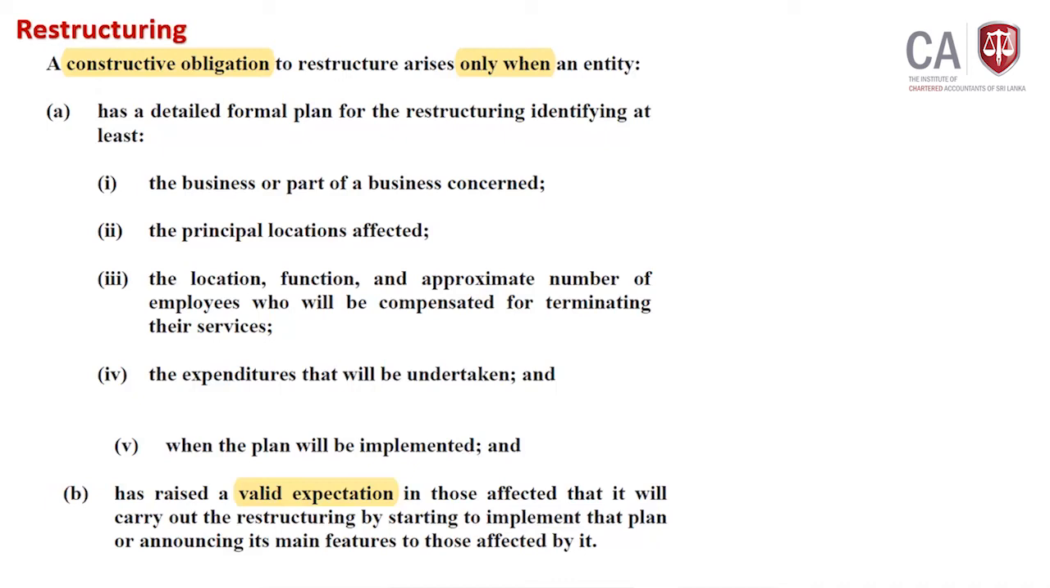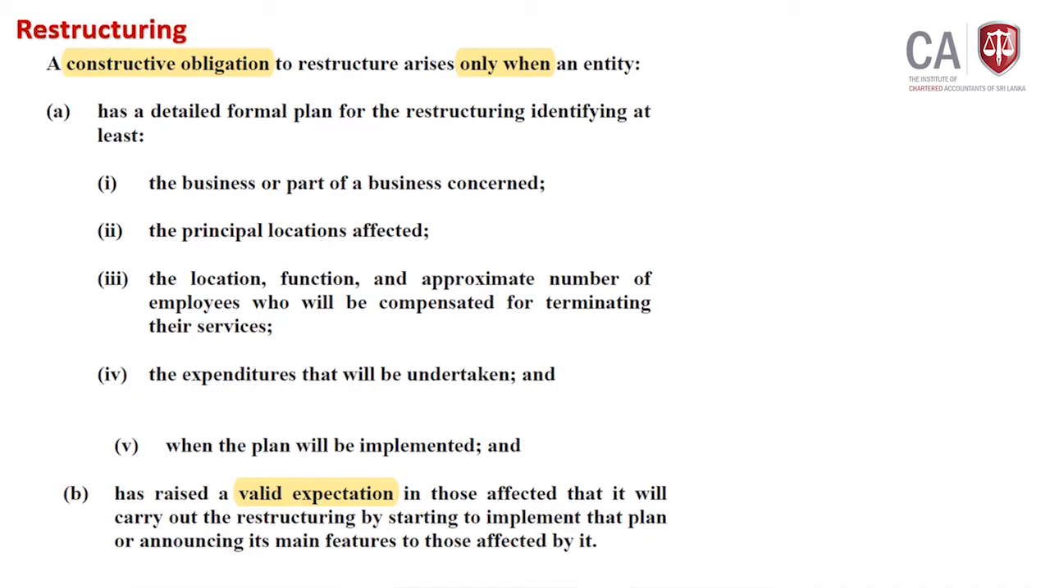To say there is a detailed plan, at least these 5 factors have to be there. B, has valid expectation. What do you mean by valid expectation? In those affected, that it will carry out the restructuring by starting to implement that plan or announcing the main features to those affected by it.